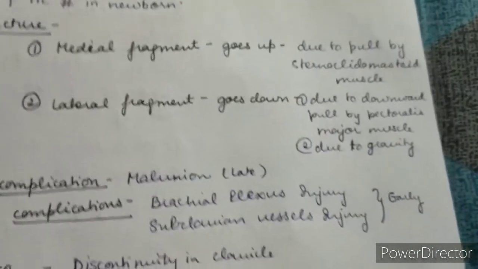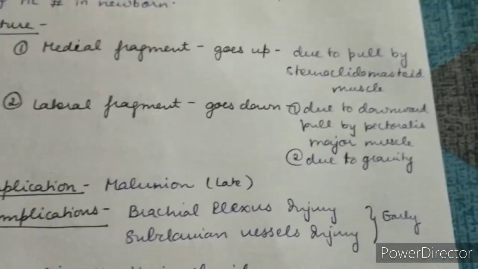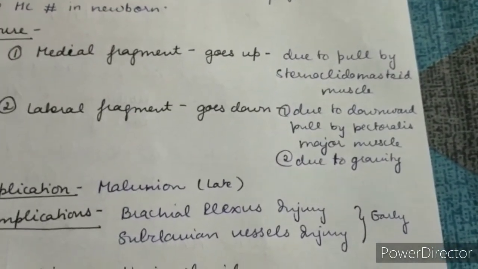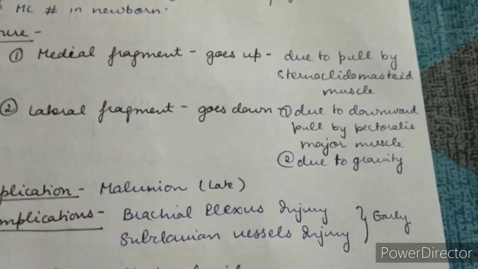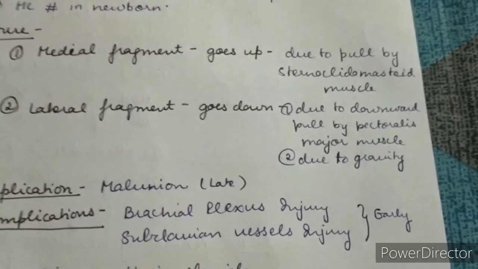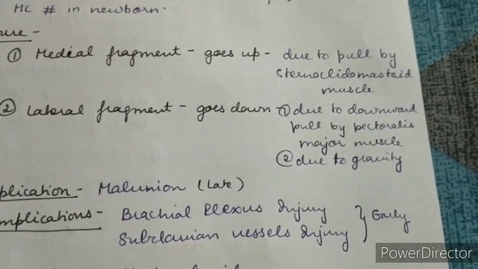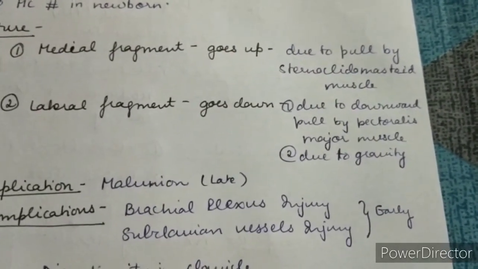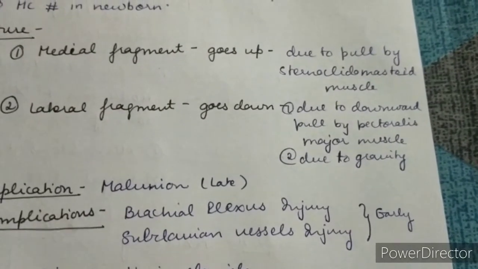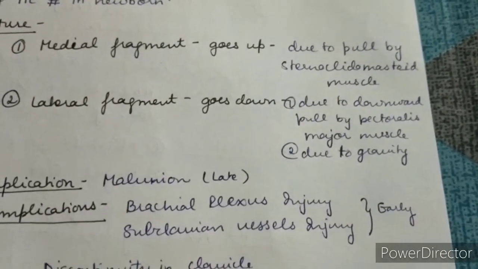Now on fracture, what happens is that the medial fragment goes up due to the pull by the sternocleidomastoid muscle, whereas the lateral fragment, it goes down. It is because of two reasons. Major reason is downward pull by the pectoralis major muscle, and second reason is due to the gravity.